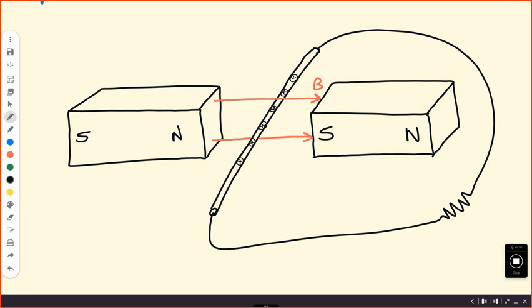So imagine a person right here. Again, this is not going to be drawn to scale, but here's a person, and they're going to grab hold of this wire here with their hands, and they're going to physically move the wire downward.